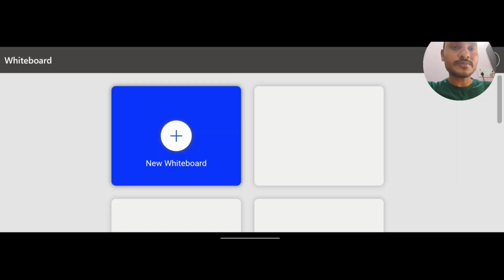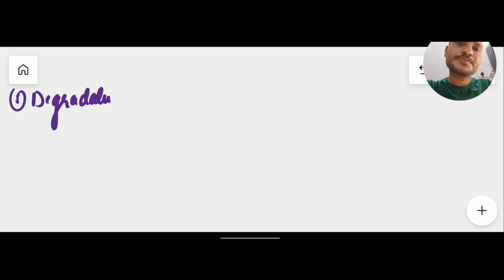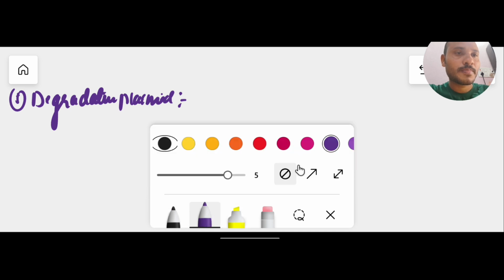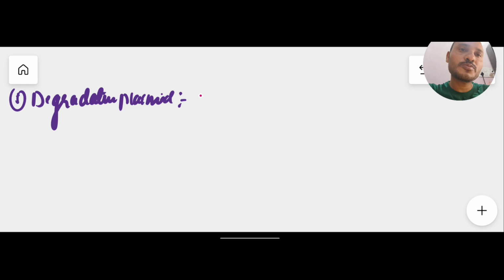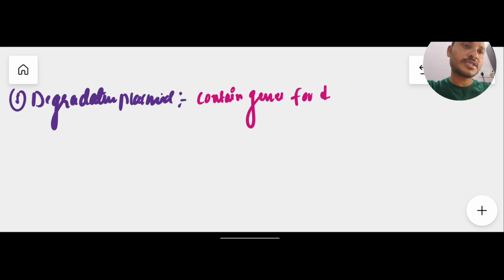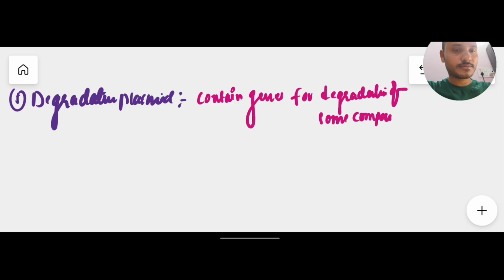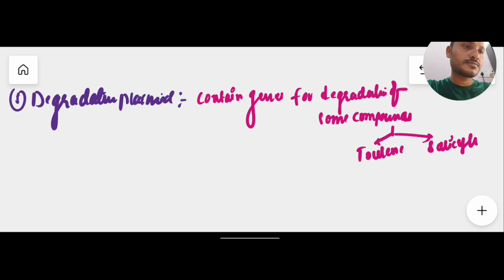And one more important plasmid we have, the fifth one, that is degradative plasmids. Degradative plasmids contain genes for degradation of some compounds, like toluene and salicylic acid.